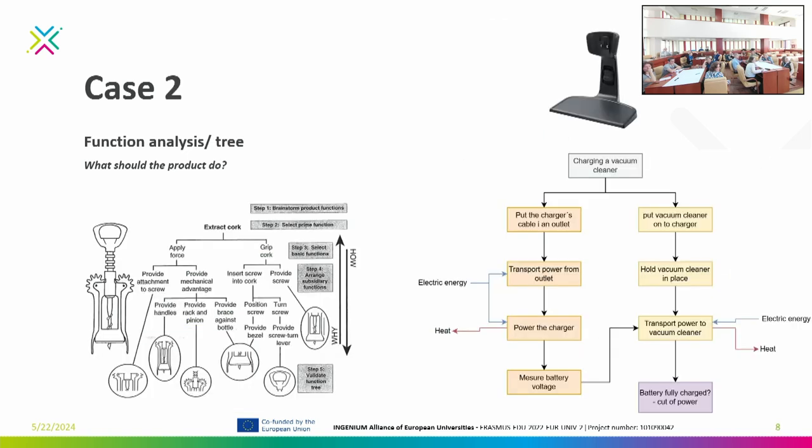The other example I can show you over here is the typical function analysis. And this is one of the very hard things for students to understand. So here I have a function analysis, or a function tree. What we basically do is look at a product and ask, what is the main function of this product? What is the main function of a chair?